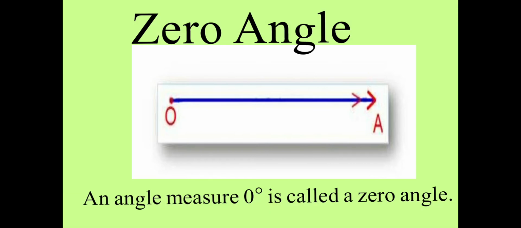First is zero angle. In the figure, the two rays lie one upon the other. There is no change in their position. In this position, the angle between the rays is called a zero angle. An angle measuring 0 degree is called a zero angle.